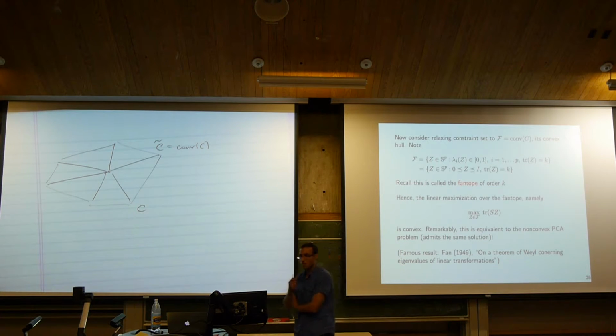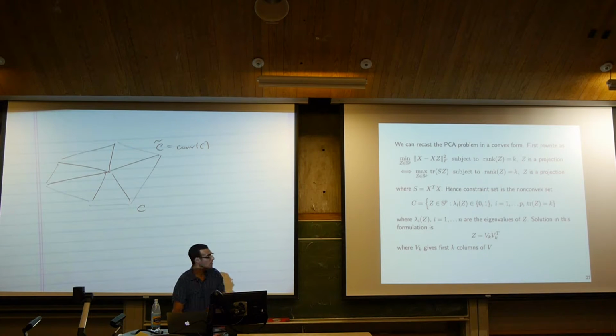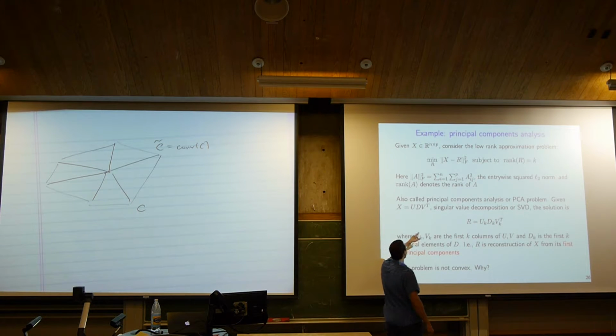Was there a question? What was the V in the previous slide? This V was the right singular vectors of X.